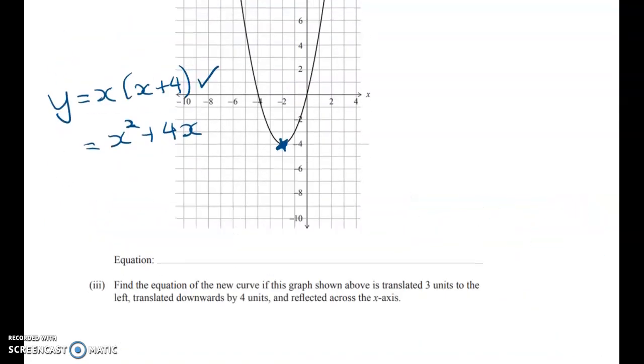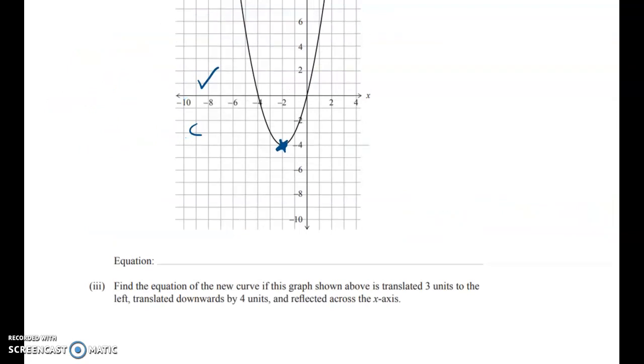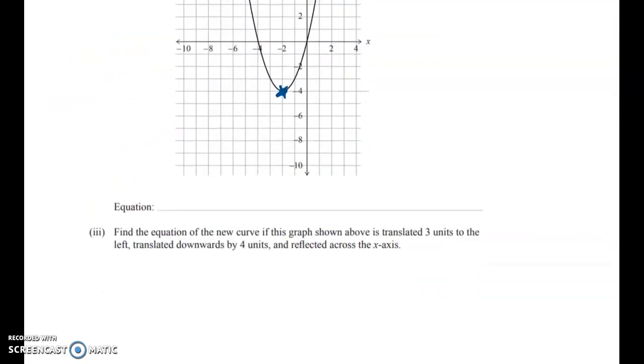Now, the second part of this question is where we have to do 3 different things to this graph. So we're starting with y is equal to x times x plus 4. We want to translate or shift the graph 3 units to the left. So I'm going to go now to look at some GeoGebra that I did beforehand, and we'll have a look at how we can shift any curve left or right.